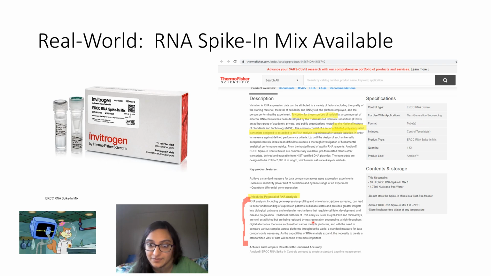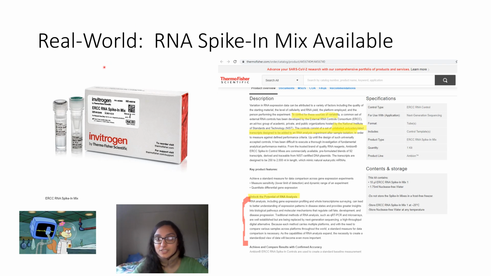Traditional methods of RNA analysis like qRT-PCR and microarrays are well established, but they're being replaced by next generation sequencing, that high digital alternative. But each method has many platforms, and we need to compare various samples across platforms throughout the world. A standard measure for data comparison is necessary. As the capabilities of RNA analysis expand, it'll be more necessary to create a standardized view of data. So this is all about unlocking the power in your RNA sequencing data.